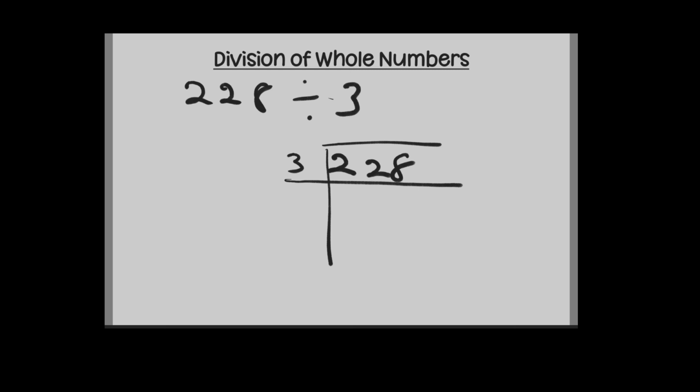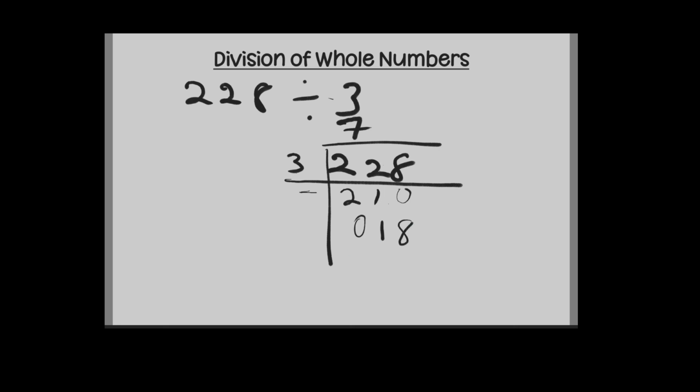So you can't say 3 divided by 2 right here. You're going to say 3 divided by 22. So 3 in 22 is 7. You're going to have a remainder, so we'll write 7 right here, okay? So 3 times 7 is 21, so write 21 right here, and then put a 0 behind it, okay? So now, if you do your subtraction, 228 minus 210, it's going to give you 18.